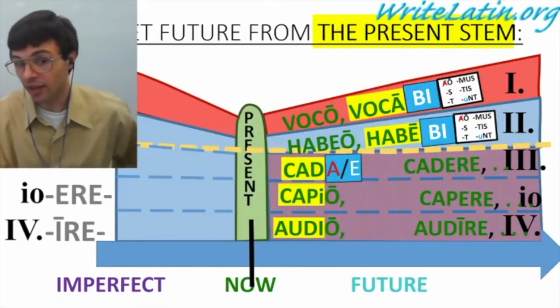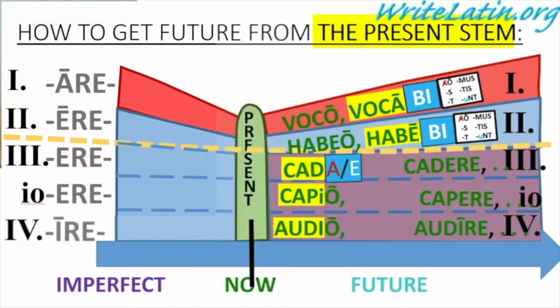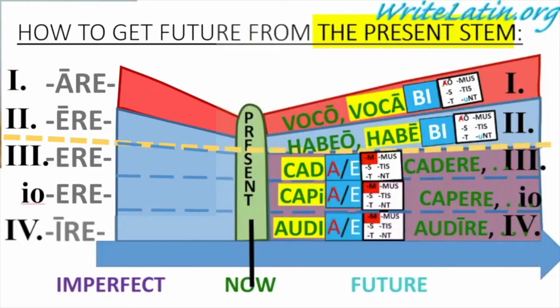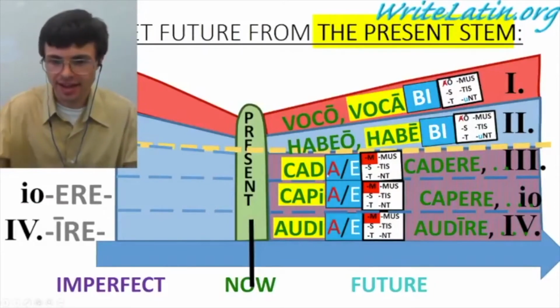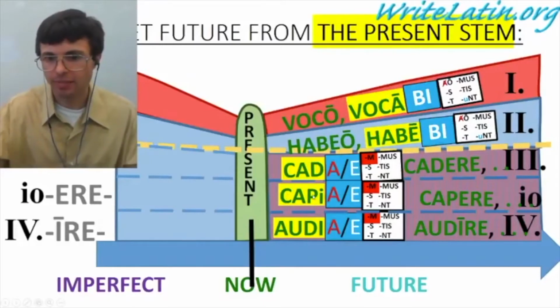So then, in the last two conjugations, we're going to add A in the first person singular, and E everywhere else before we put on our ending. That's going to go for all these. So this one is going to go cadam, cades, cadet, cademus, cadetis, cadent. Capiam, capies, capiet, capiemus, capietis, capient.